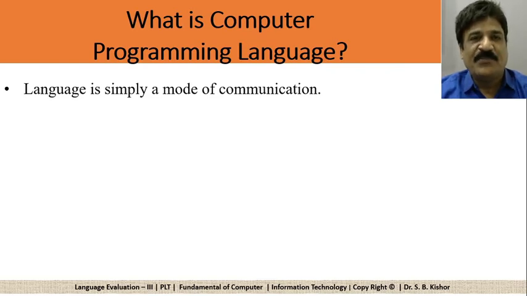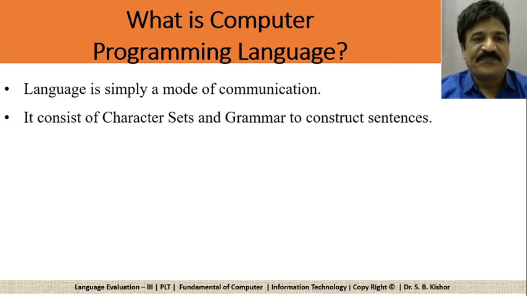Whenever you make communication, usually we talk about oral communication. But when you do computing, we talk about written communication, through which we write a certain program and the computer is able to understand it. Every language has a certain set of symbols. Every language consists of a character set and grammar to construct a sentence. When we talk about English, how many characters do we have? We have only 26. In Hindi, it's 44. In Sanskrit, it's 46.